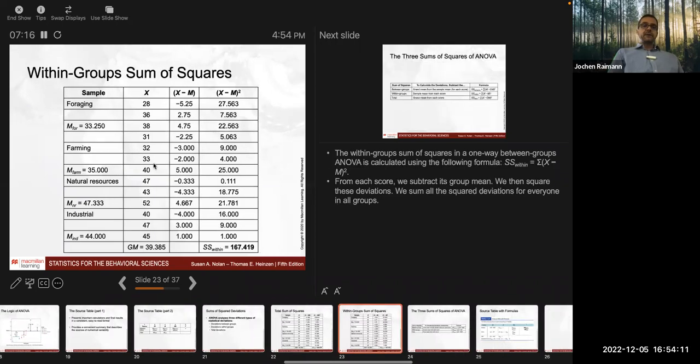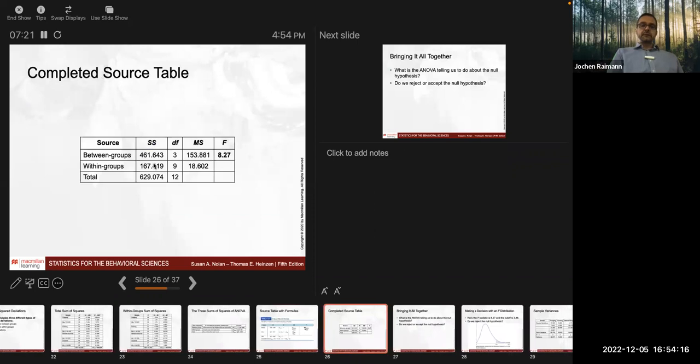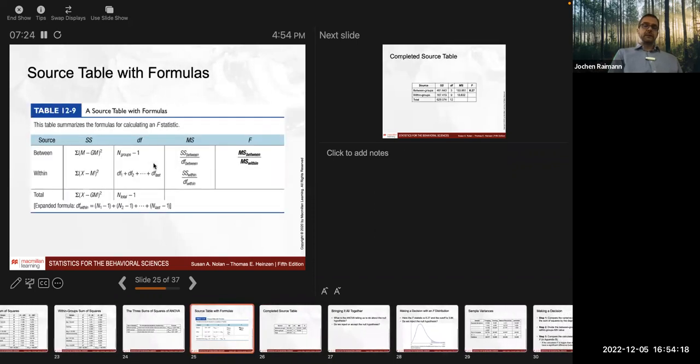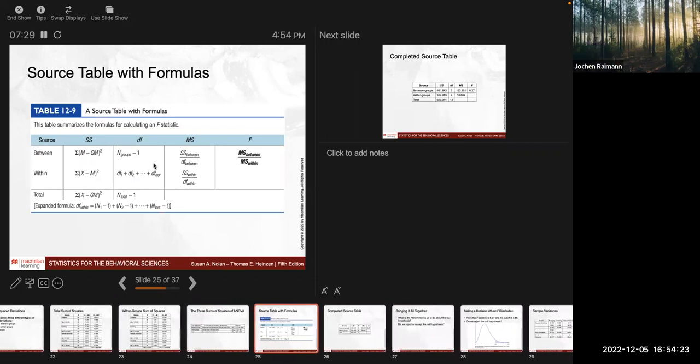Then we stopped last time. Okay, so here are the calculations in a table laid out. Again, between groups is basically, for each individual X, for each individual entry in your overall data set, you calculate the group mean minus the grand mean, squared. This is your variance between the groups. The X minus the M, the mean of the group, squared, gives you the sum of squares and the variance within.